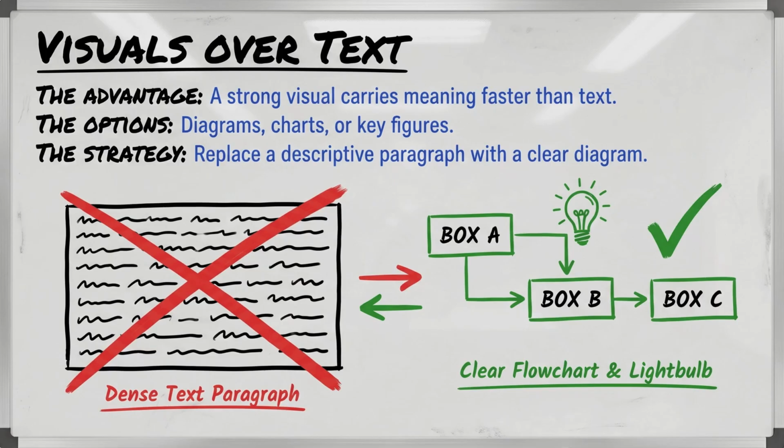A well-chosen image or graphic can convey more information in seconds than paragraphs of text ever could. We've seen how reading order and white space create a clear path. Now let's fill that path with impactful visuals.